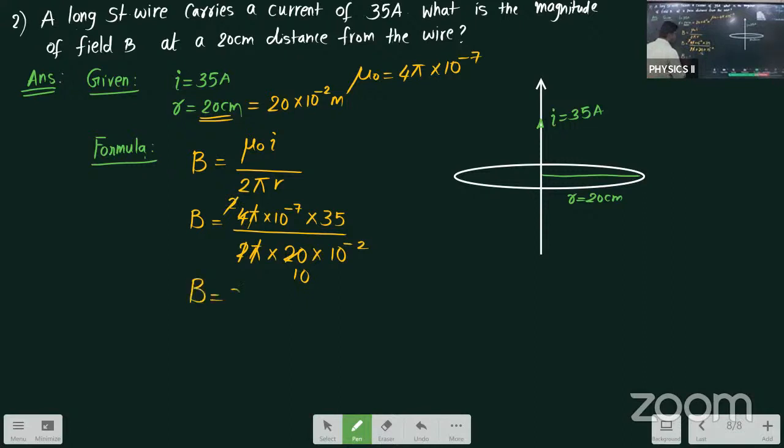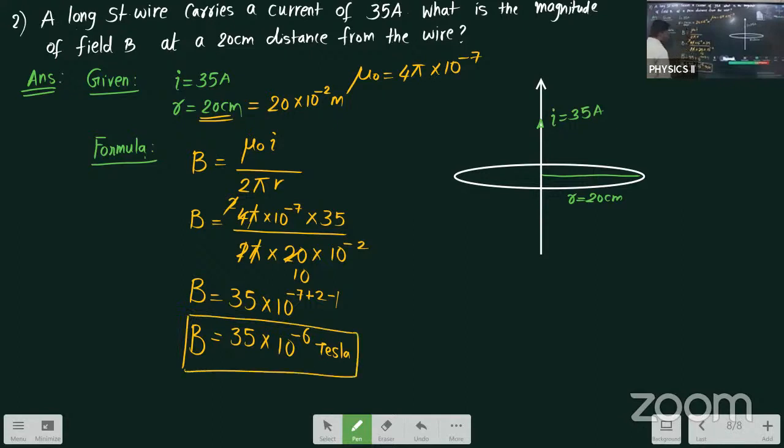B is equal to 35 into 10 power minus 7. If I take this minus 2 to the numerator, it will become plus 2. If I take this 10 to the numerator, it will become 10 power minus 1, isn't it? So our final answer will be B is equal to 35 into 10 power 2 minus 1, which is 1, and 1 minus 7 is minus 6 Tesla. Tesla is the unit for magnetic field induction, or B. So this is our final answer: 35 into 10 power minus 6 Tesla.